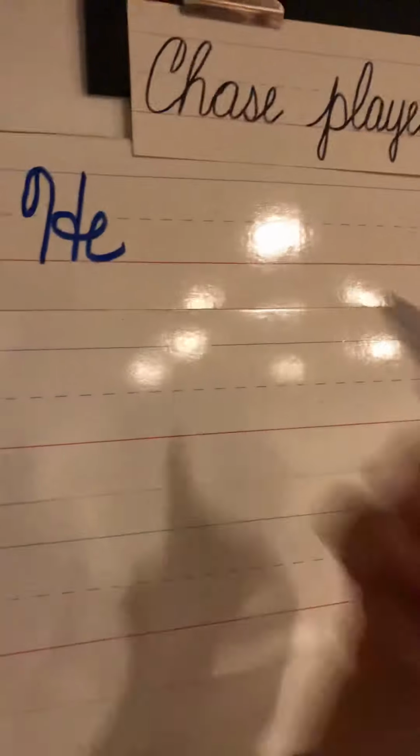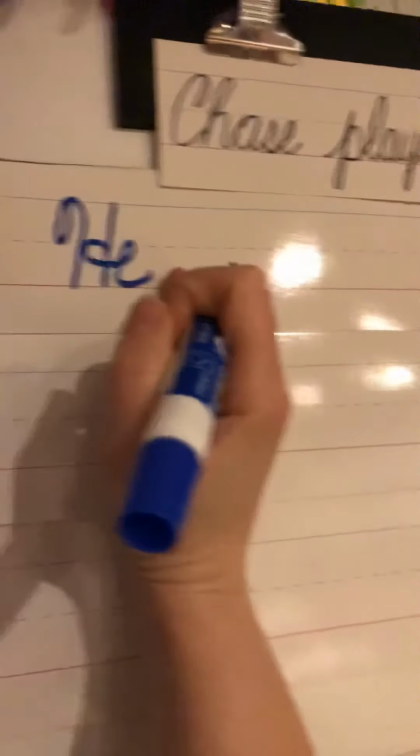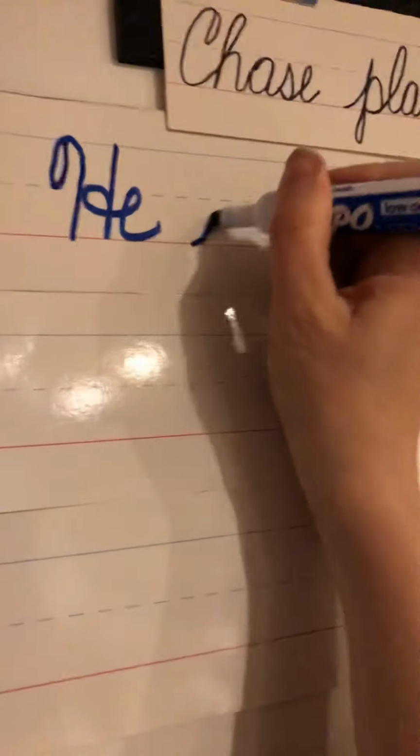For a sentence to be complete, it needs to have a head and feet. So our first word was "he." I'm going to write "he" with a capital H because it's the beginning of my sentence. Finger space, little tiny pinky finger space.